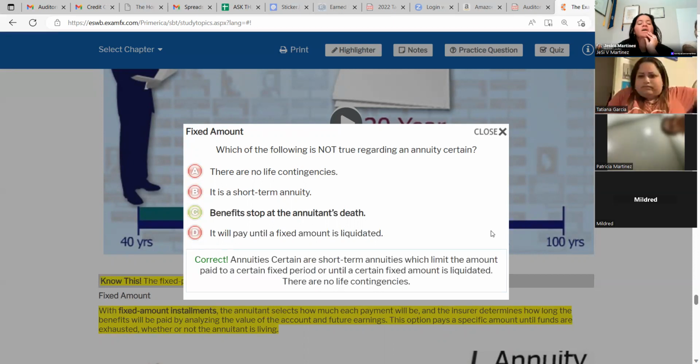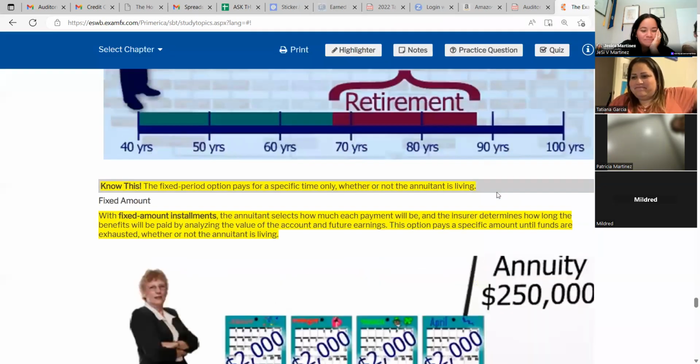The beautiful thing about you guys doing these practice questions is that you can scroll and see if you can find the answer. It's like doing homework. I don't know if you guys remember doing homework, since I just graduated high school like 5 years ago. I remember doing homework.